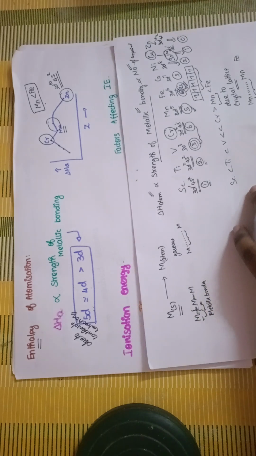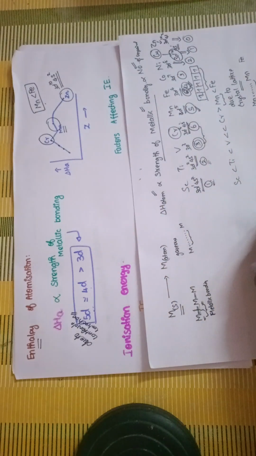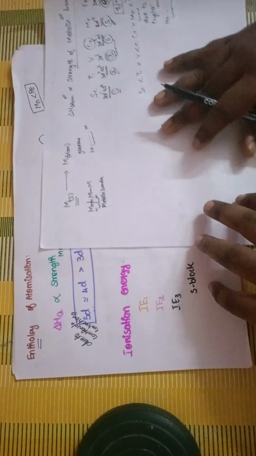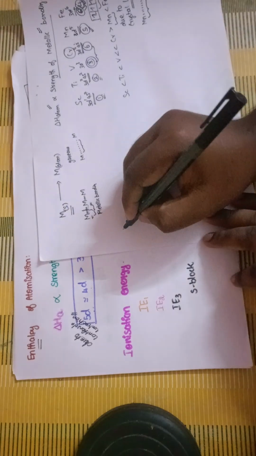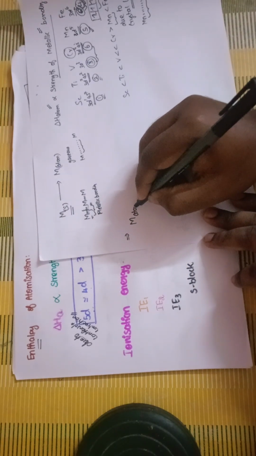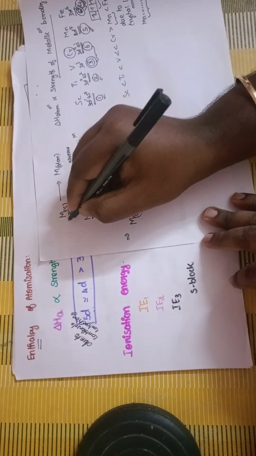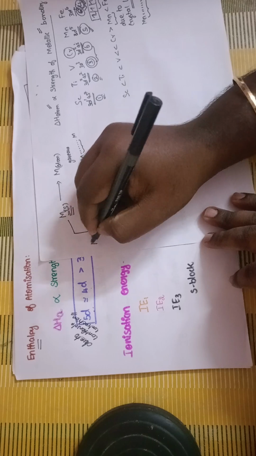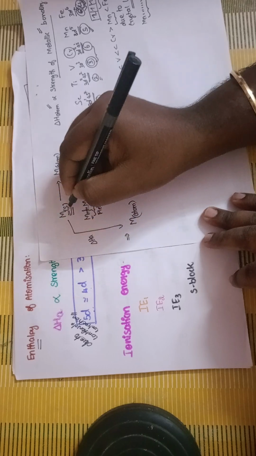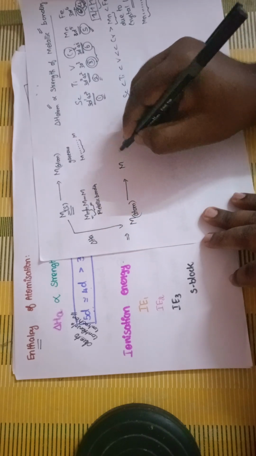Okay. With having this idea, we are going to discuss ionization energy. Ionization energy means we have a metal atom. Metals exist in solid state. By supplying enthalpy of atomization, you convert metal solid into metal atom. From the metal atom, we are going to remove the electron.